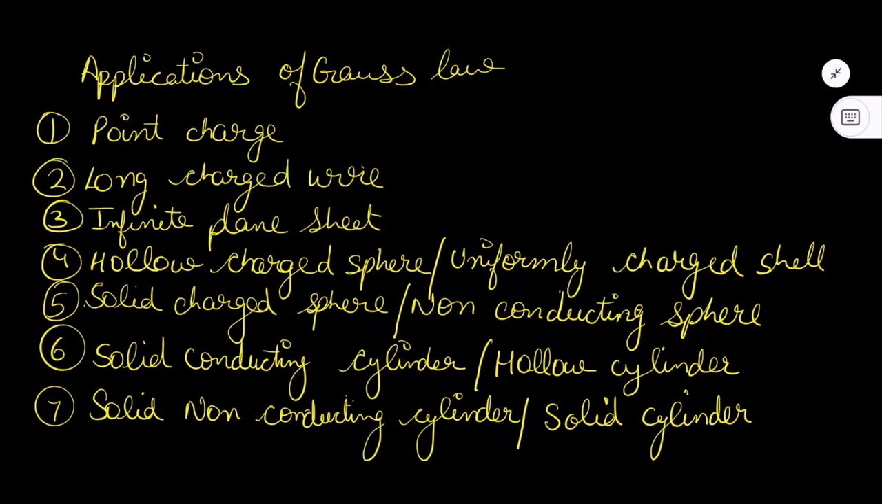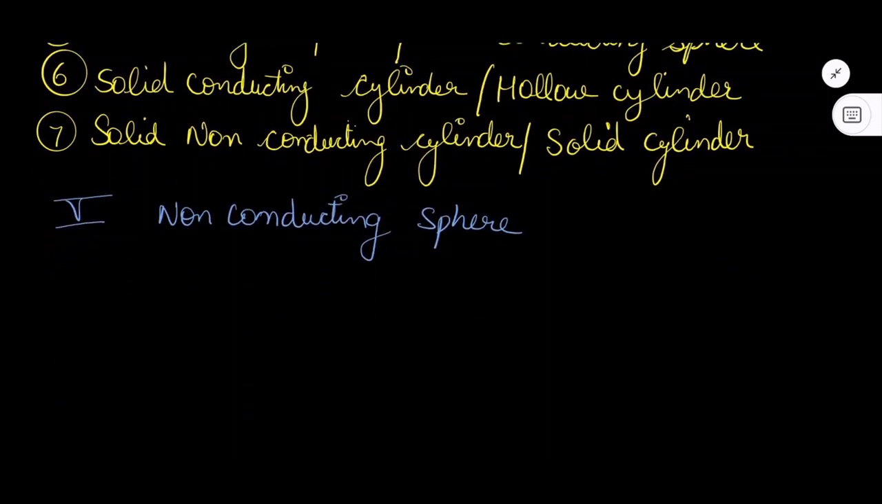Now we are discussing the solid charged sphere or the non-conducting sphere. So the amount of charge will be distributed inside the sphere. Now we'll be having its rho. Rho means volume charge density, since the charge is distributed inside the sphere. And then we'll study the solid conducting cylinder and then the non-conducting cylinder. Okay, so let's start today's lecture with application number 5.